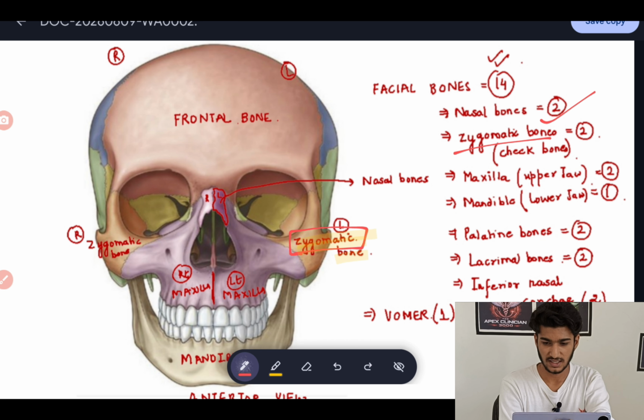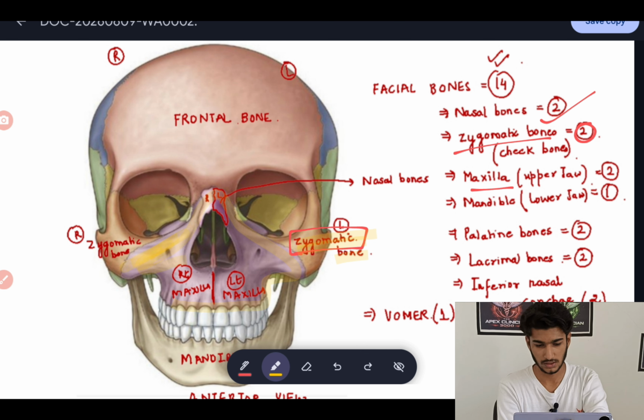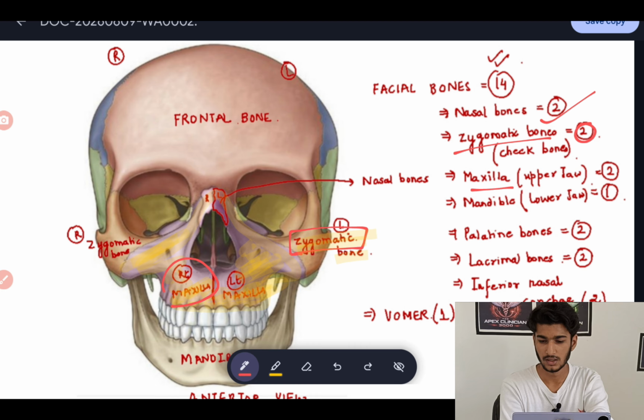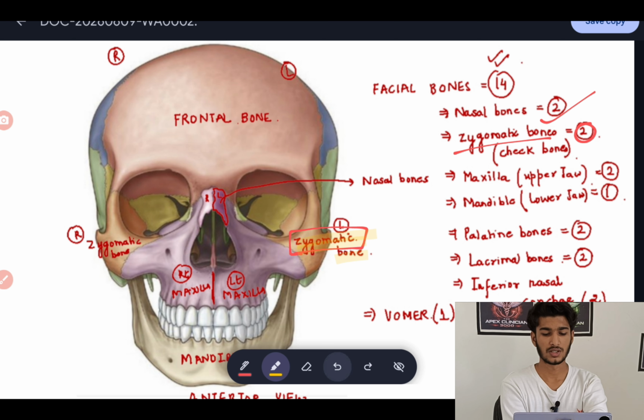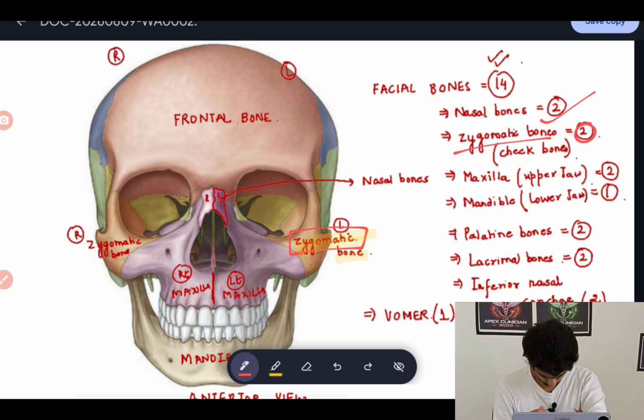Then you can see this is the maxilla region. You can say that this is the upper jaw, and it has teeth embedded inside it, sockets for teeth. So this is also true. This is the right maxilla. This is the left maxilla. The upper jawbones are also in pair. After that, you can appreciate this mandible region, which is the only movable part of the skull. This is the lower jaw.